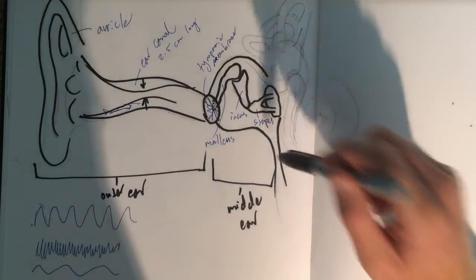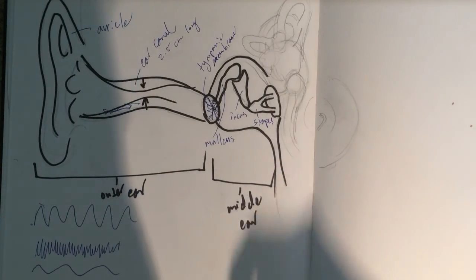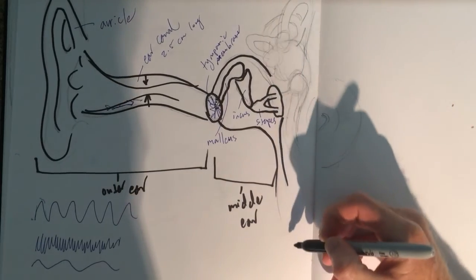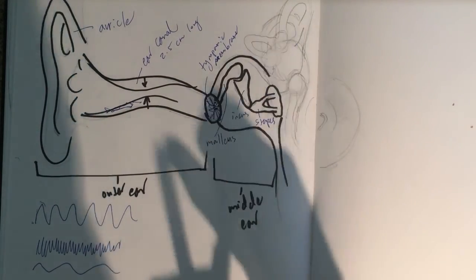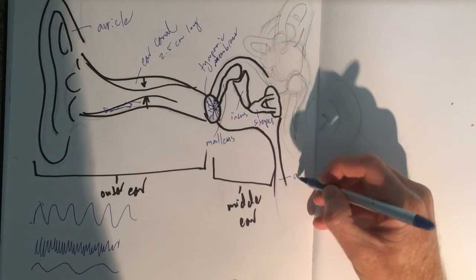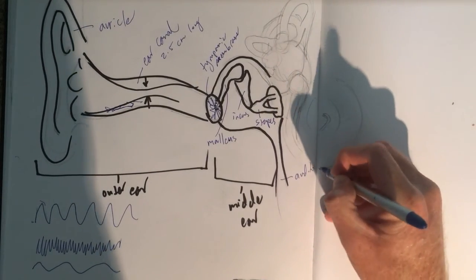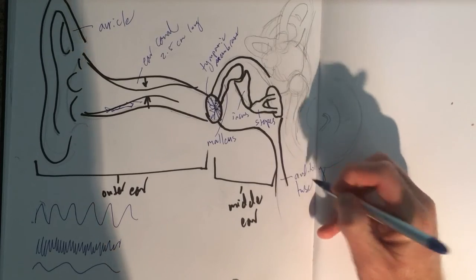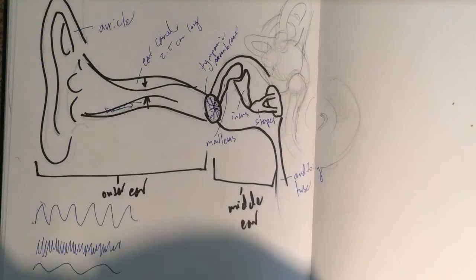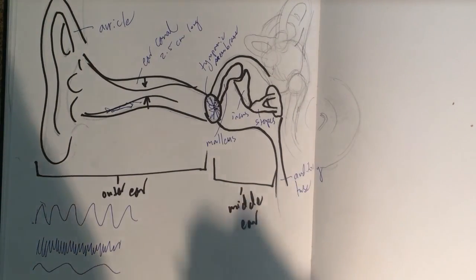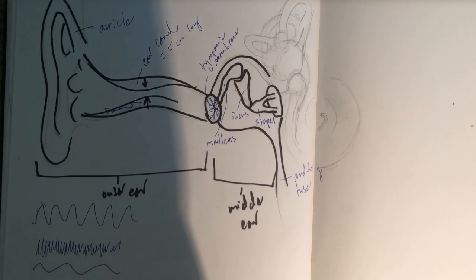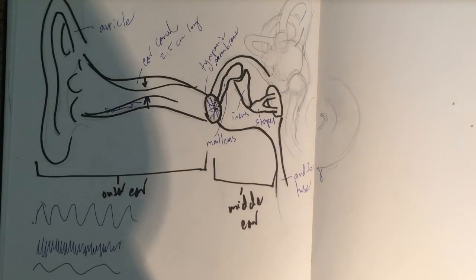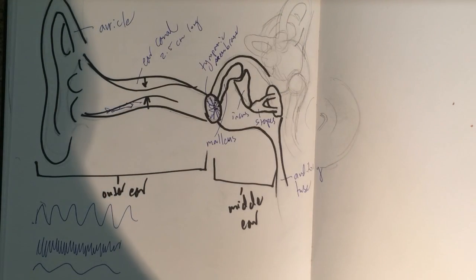So, now look at this. Okay, this is important. See this little tube that extends out of the middle ear? This guy has a special name. He's called the auditory tube. He connects to your throat. Why would we want a tube that connects your ear to your throat? Because you won't know what you're chewing or something.